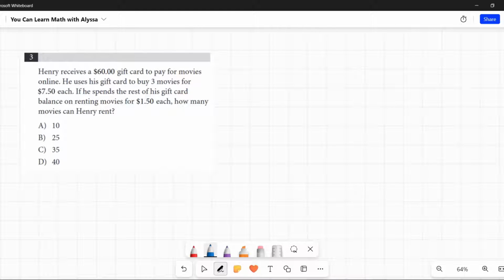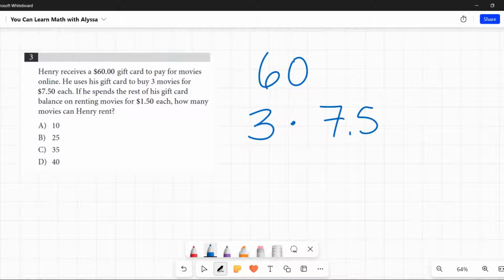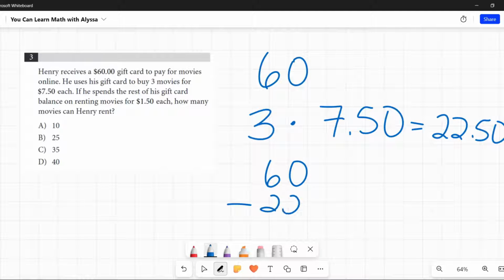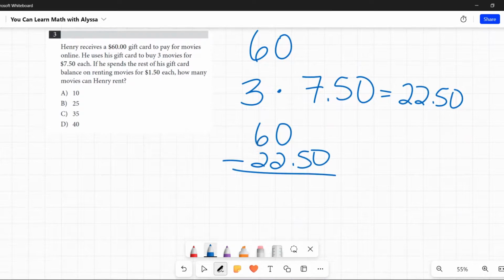Number 3. Henry receives a $60 gift card to pay for movies online. He uses his gift card to buy 3 movies for $7.50 each. If he spends the rest of his gift card balance on renting movies for $1.50 each, how many movies can Henry rent? All right, so he's starting with 60, and his first expenditure is he buys 3 movies for $7.50 each. So 3 times $7.50 will tell us how much he spent. That would be $22.50. Since he spent $22.50, we want to know how much he has left to pay on renting movies. So 60 minus $22.50 is going to be $37.50.